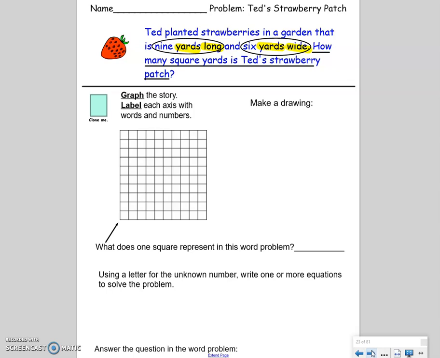I also see in the question, it's asking me to find how many square yards the strawberry patch is. And of course, I know that square units is the measurement for area. So if it's asking me to find the total square yards or total square units, it's really asking me to find the area. This is clearly an area multiplication story problem. Now, third grade, we're going to take this information we've learned that the strawberry garden is 9 yards long and 6 yards wide, and we're going to go ahead and draw a rectangle using this grid.